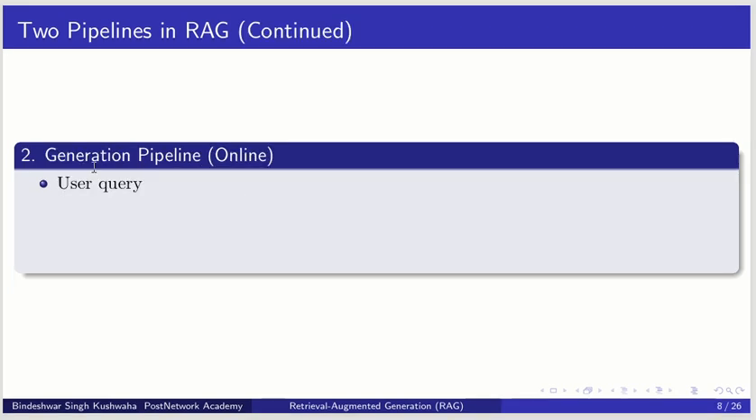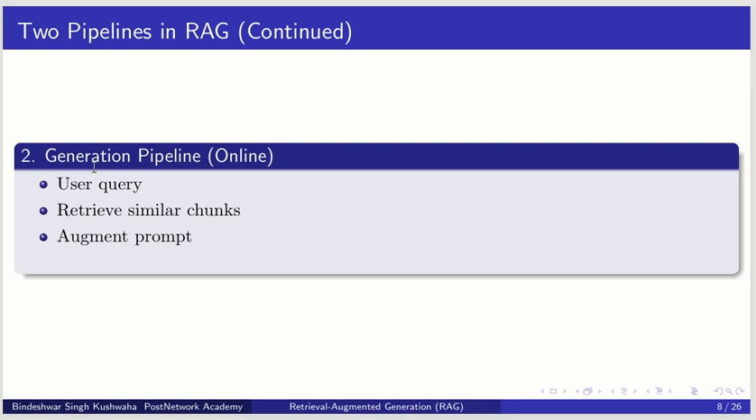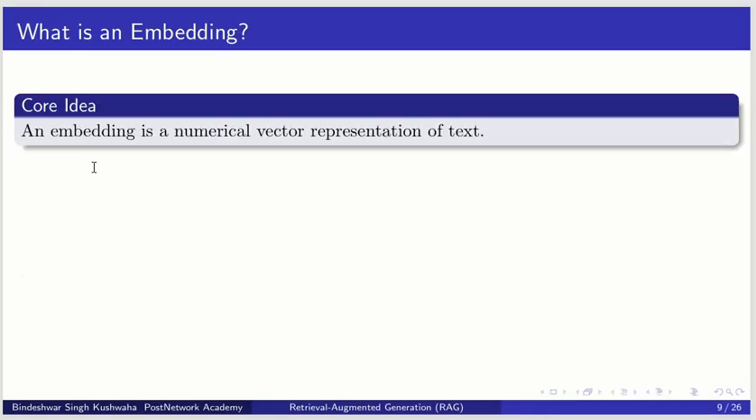So there are two pipelines in RAG. In the generation pipeline, the user query, like a prompt, retrieves similar chunks, that means similar embeddings, chunks or data, and augments the prompt. Whatever you have written would be augmented. That is the reason its name is retrieval augmented generation. Retrieve from the database, augment your query with that information and pass it to the LLM. The LLM will respond with a grounded, contextual answer.